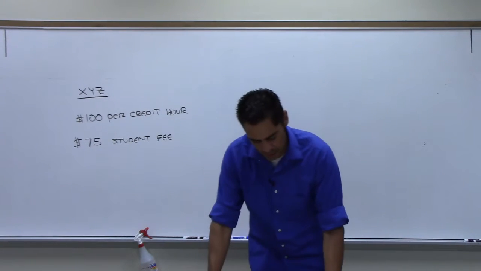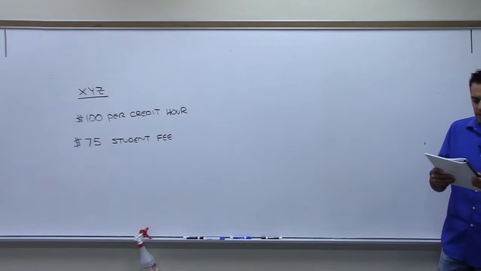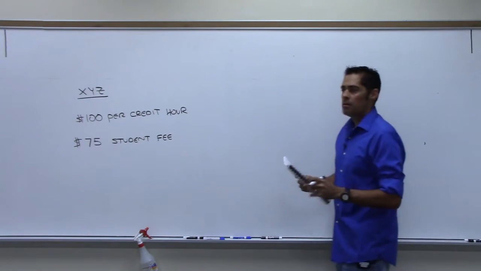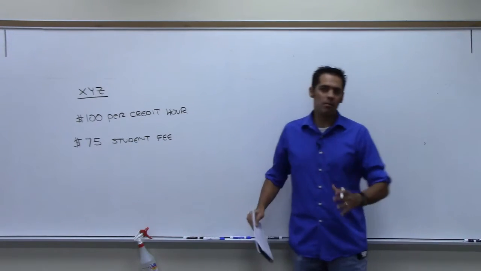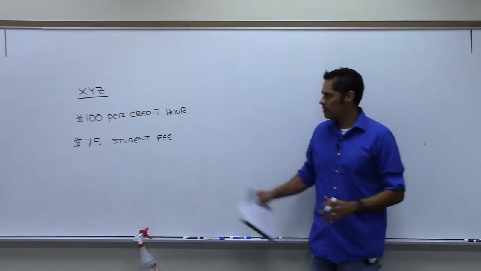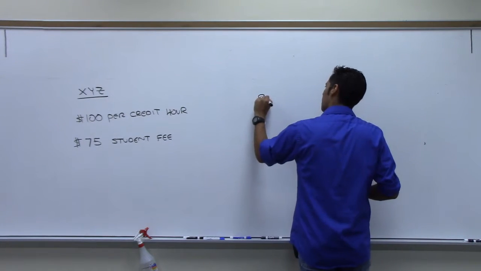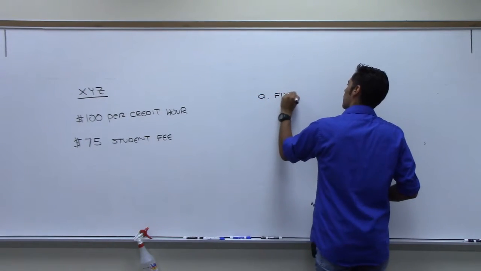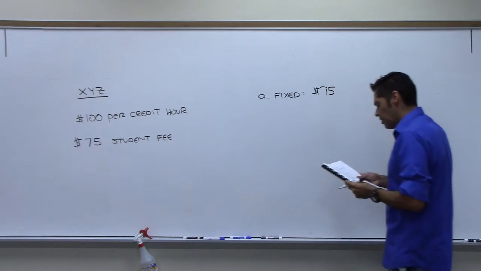Well, let me finish this. What is the one-time charge or fixed cost? So the student fee, right? No matter what, if you take 12 hours, 9 hours, 6 hours, doesn't matter, you have to pay the $75 student fee. So our fixed cost is $75.